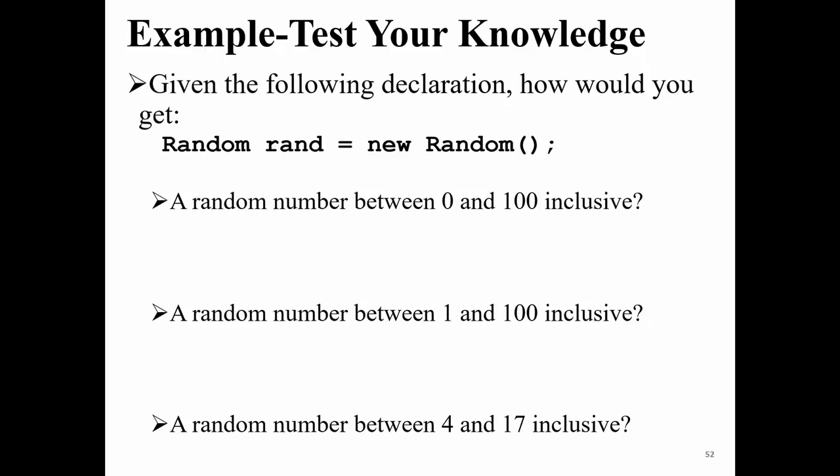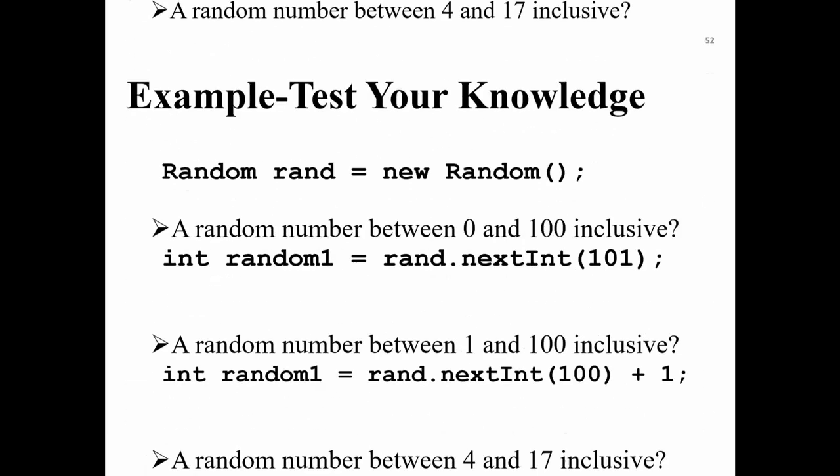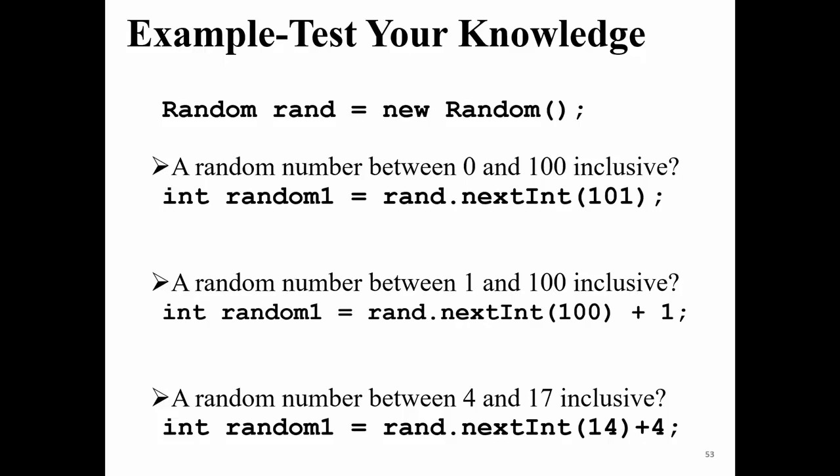To generate a random number between 0 and 100, we take 100 minus 0 plus 1, that's 101. So we're going to ask rand.nextInt(101). This will return an integer value between 0 and 100. If you would like a random number between 1 and 100 inclusive, you will ask for 100 minus 1 plus 1, that's 100, and then you add 1 to it. That will give you what you are looking for, a random number between 1 and 100 inclusive.